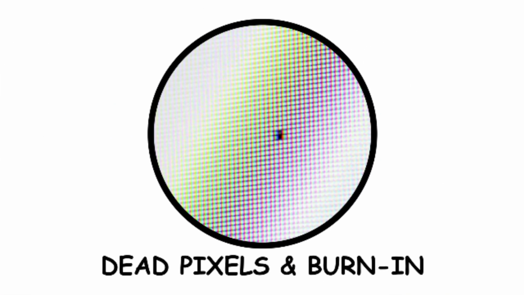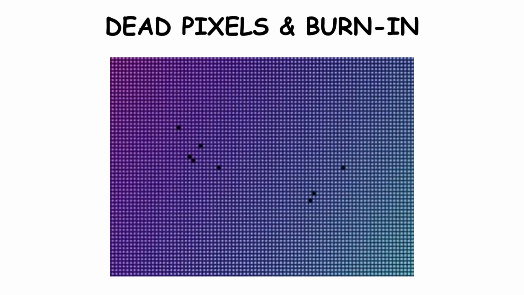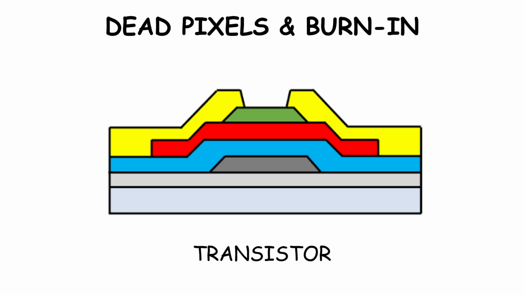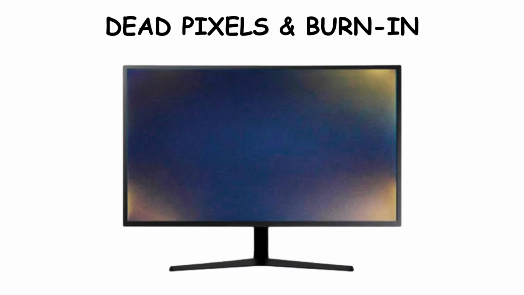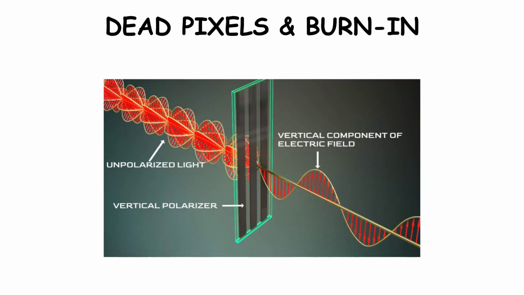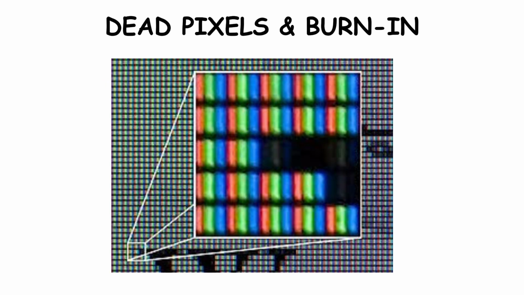Dead pixels and burn-in. A permanent black dot on your monitor is a dead thin film transistor. Every single pixel on an LCD screen is controlled by its own microscopic transistor. If a manufacturing defect or a physical impact breaks that specific transistor, it can no longer pass light through the liquid crystal. It permanently shuts off.